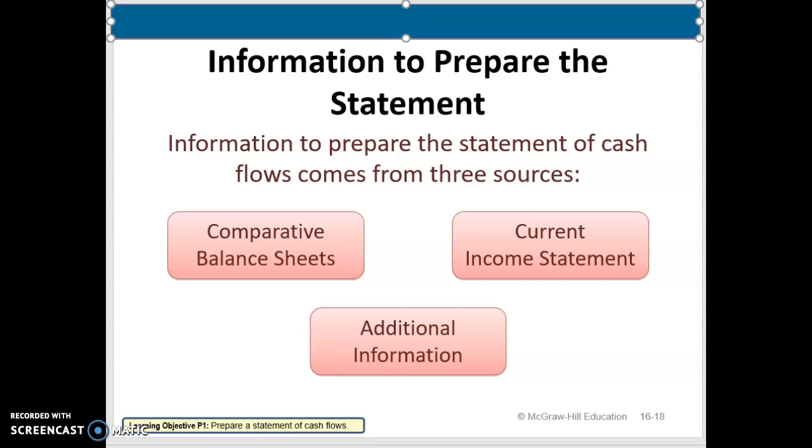Okay, let's continue with chapter 16. All right, so now we're going to prepare the cash flow statement. To do that, we need some information. Most of the information is going to come from these three sources listed here.